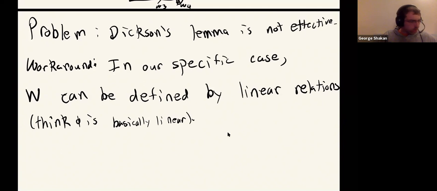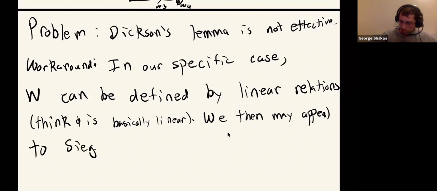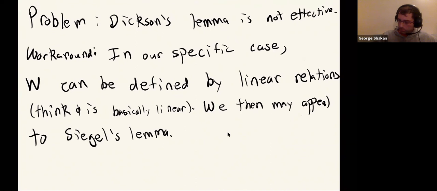So if you have a set defined by linear equalities and you want to have some sort of bound for these, you might already know this off the top of your head, but you can apply Siegel's lemma. Definitely oversimplifying here, but this is what's going on indeed.